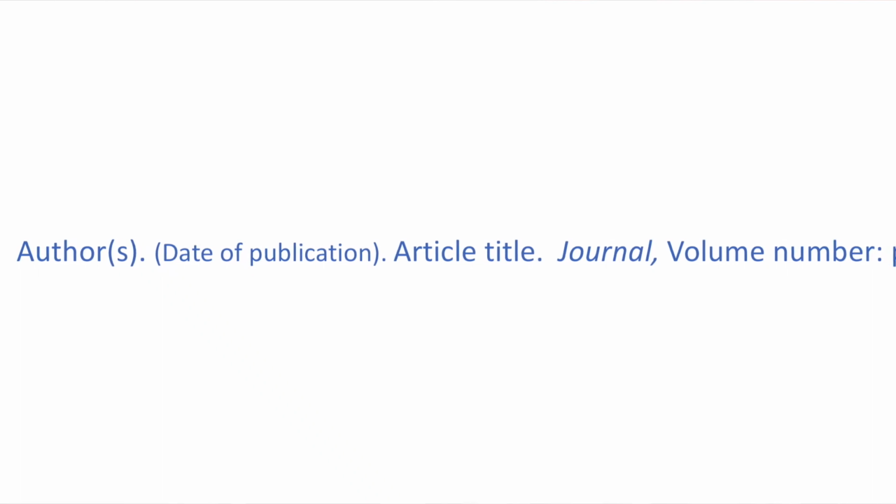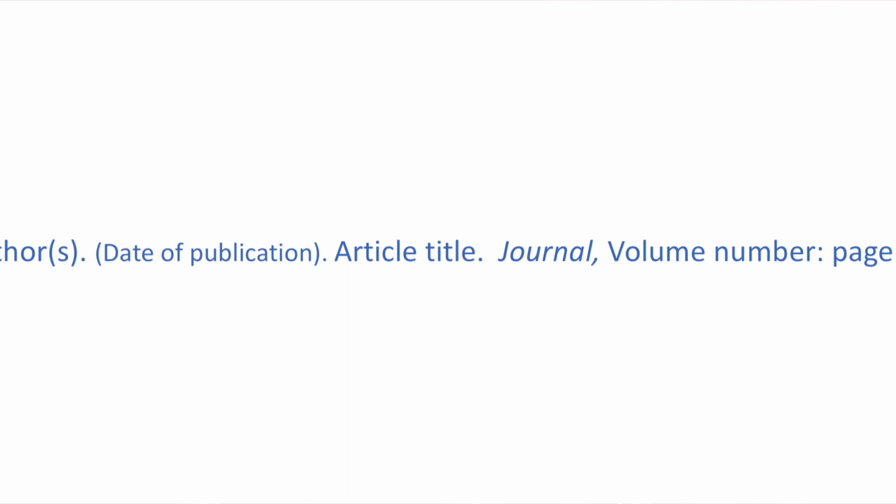This is one of the most frequently used sources in academia. So again, we have author or authors, then we have the date of the publication, then we have the article title, and here it comes as in the book chapter, so basically not in italics, but what comes in italics is the journal title. And then we have the volume number of the journal and page numbers.